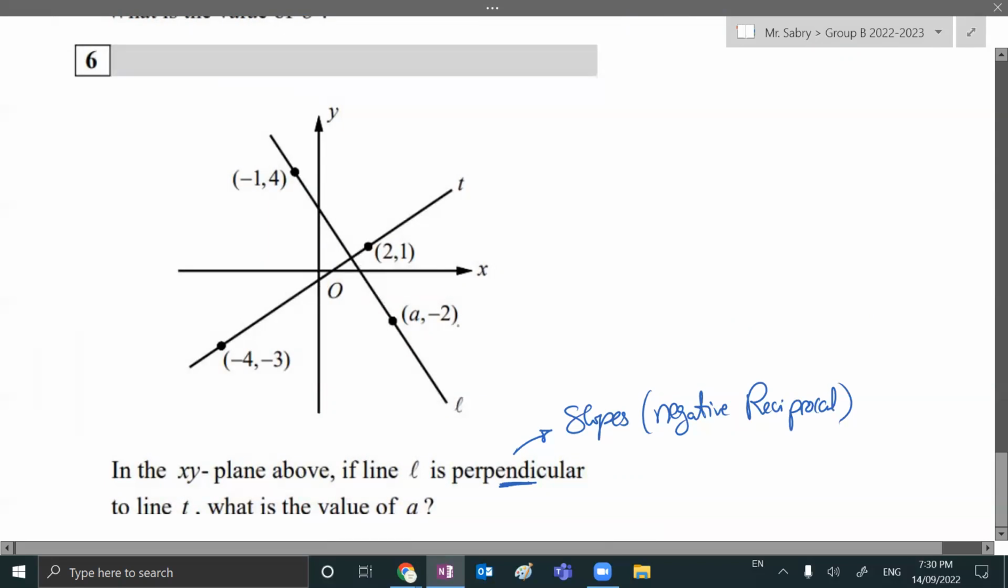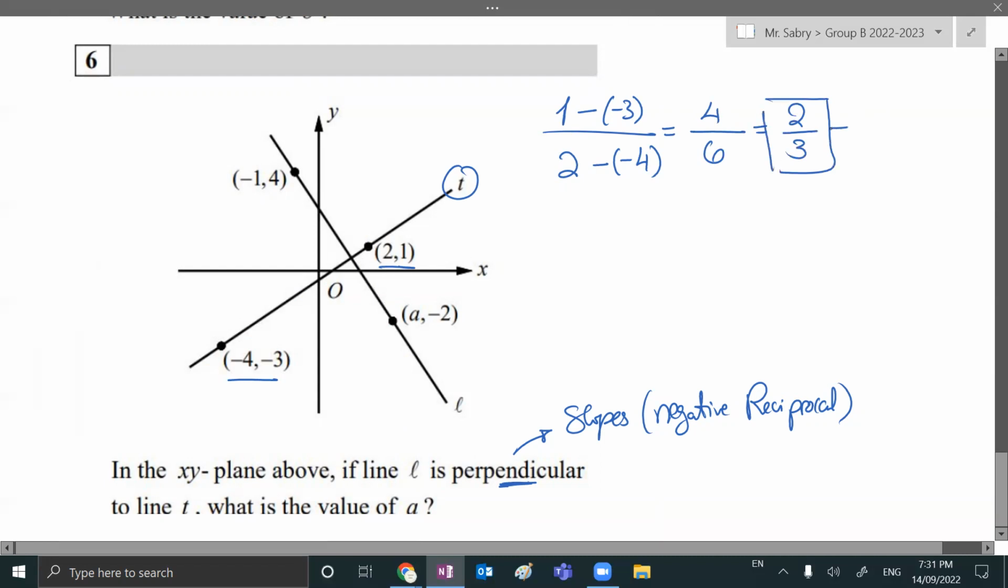So I'm going to get the slope of one of them, which is the one that has all its points, like this one, T. And I'll say y2 minus y1 over x2 minus x1. And I'll calculate that. So 1 plus 3, that's 4, over 2 plus 4, that's 6. Simplified, it's 2 over 3. This is the slope of line T.